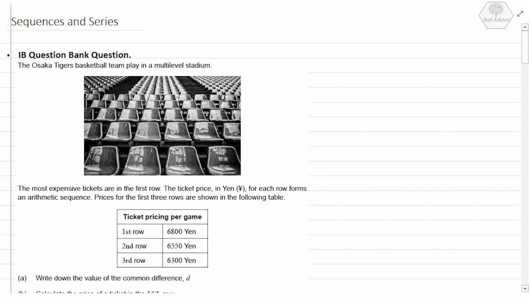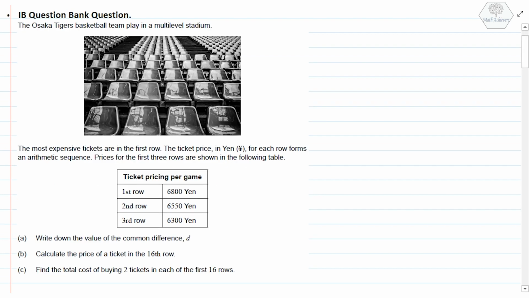Let's now have another question from the IB Questionbank. The Osaka Tigers basketball team play in a multi-level stadium. We have now the most expensive tickets are in the first row. The ticket price in yen for each row forms an arithmetic sequence, so I can know that there is a common difference. Prices for the first 3 rows are shown in the following table.